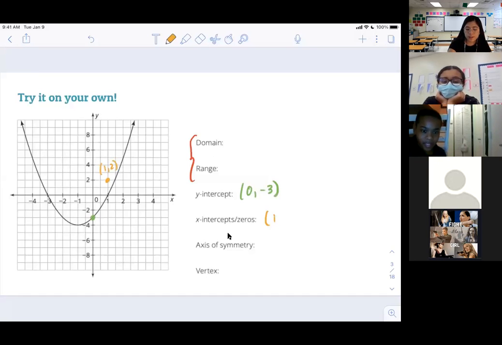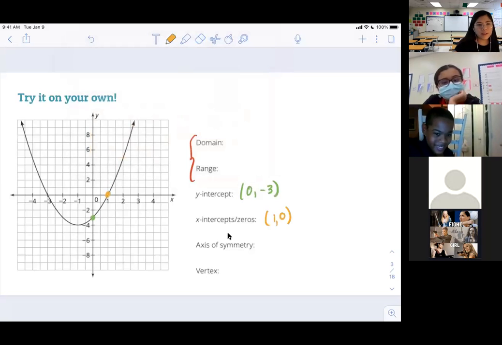But we're looking for the place where it touches the x-axis. 1, 2 is right here. That's not the x-axis. Where's the x-axis? 1, 0. There you go. 1, 0. That's the x-intercept right here. Now, is there another one? Are there any more? Yeah. Where? -3, 0. Good. You got it. So 1, 0 and -3, 0.